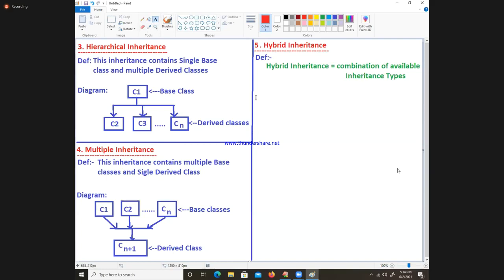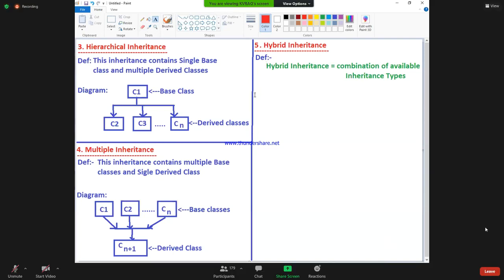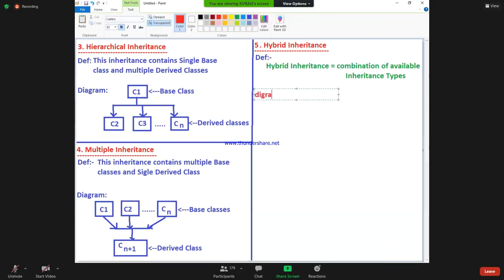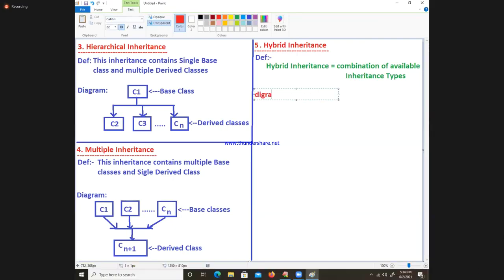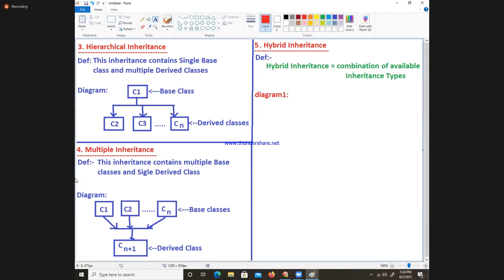Okay, sir. Now I will give the diagram. Diagram number 1 and diagram number 2. Two diagrams I will give you. So carefully observe it. Diagram number 1, diagram number 2. Yes. Look at it.